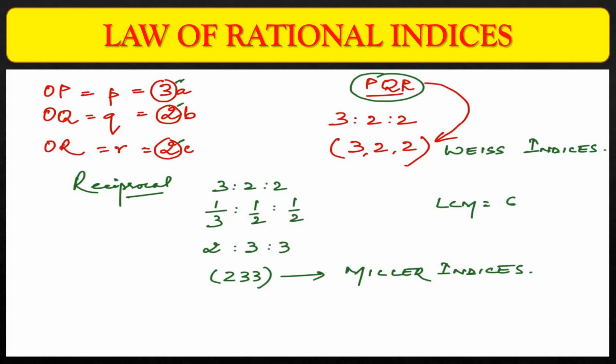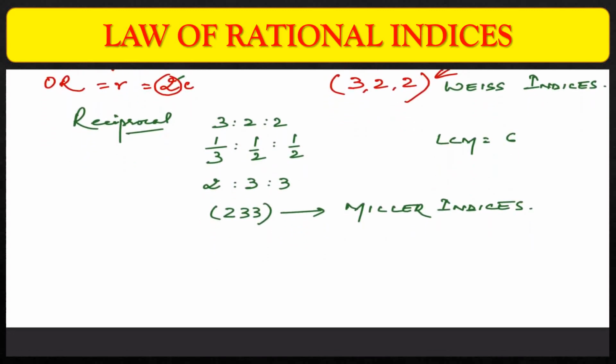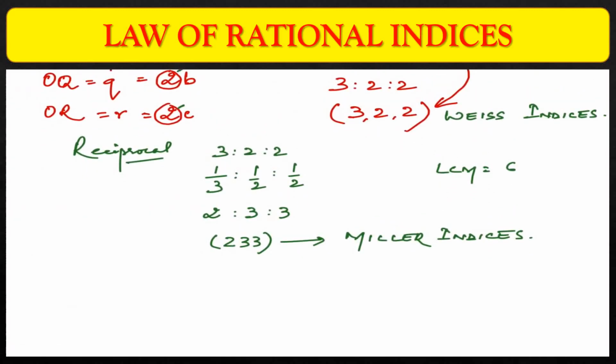Now there are certain other things that we need to learn about the Miller indices. That is, suppose there is the unit plane that we had discussed earlier. A unit plane makes unit intercepts on the 3 axes. So the Miller indices for the unit plane will always be represented by (1, 1, 1).